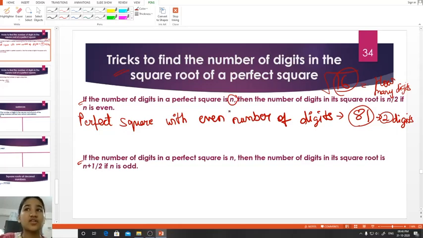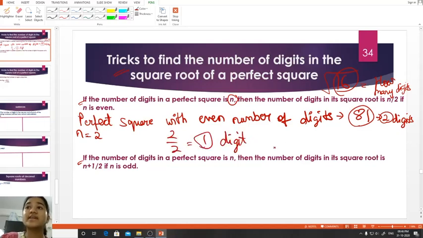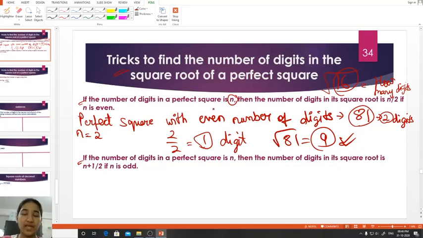So n is equal to 2, then its square root will have 2 by 2 digits, that means 1 digit. Is it correct? Yes, it's obviously correct. Square root of 81 is 9, so it is satisfied. Understood? Whenever a perfect square has an even number of digits, you apply this formula, n by 2, and you get how many digits the square root will have. This is the first thing.